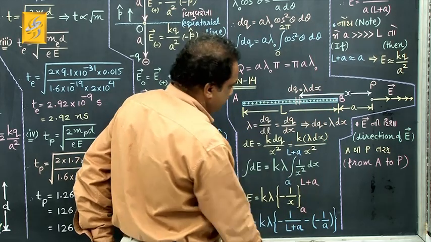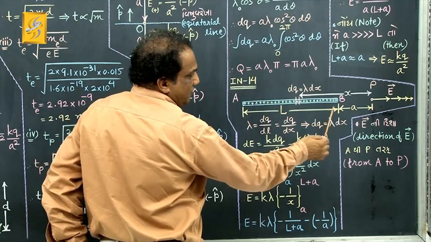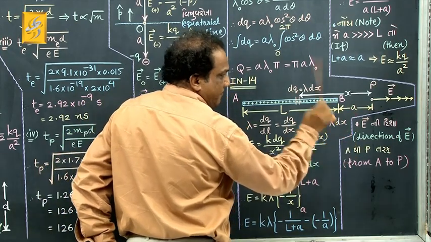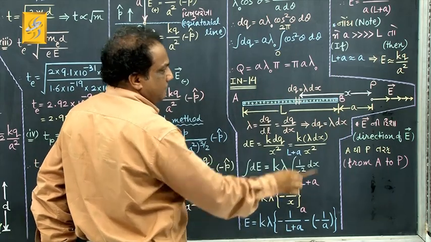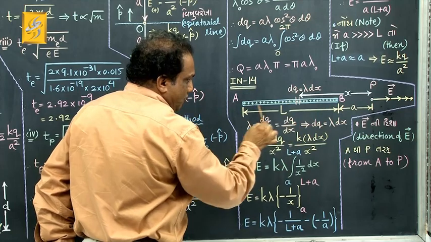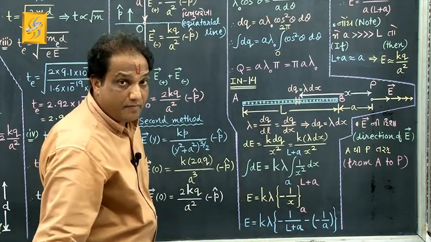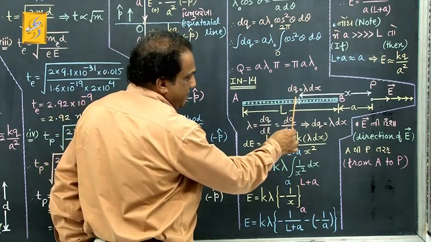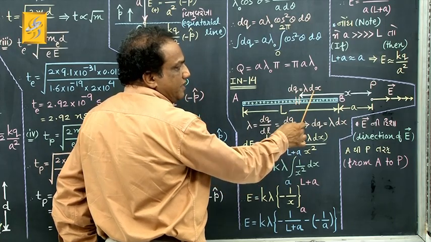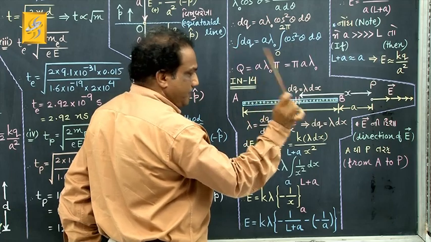Let us find out. This much length of the wire is L. This much distance they have given as small a. You just divide this whole length into extremely small length elements, and one such length element is shown in the diagram here, and the length of that element I am taking as dx.